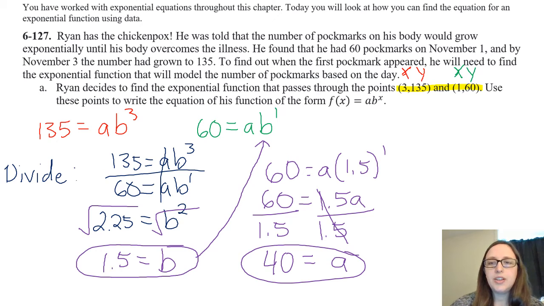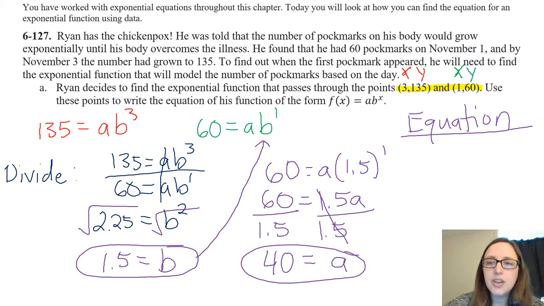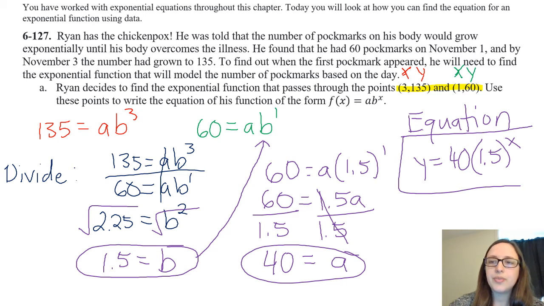And so then our equation, remember we were trying to find the exponential equation of those 2 points, is y equals that a, which is 40, times that b, which is 1.5, to the power of x. Okay, so for the equation, we plug in the a and the b that we found, and then we keep the x and the y the same, or we could have said f of x equals.